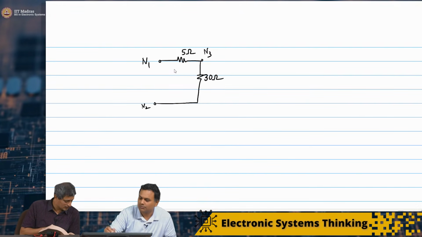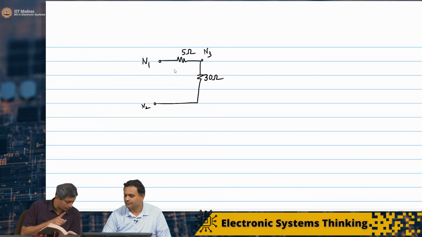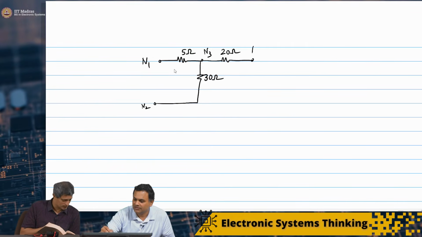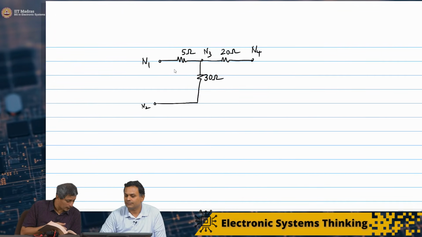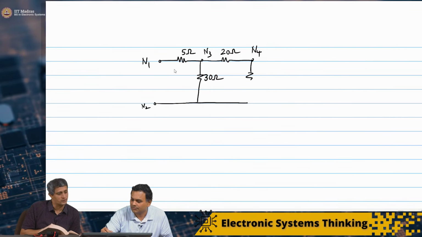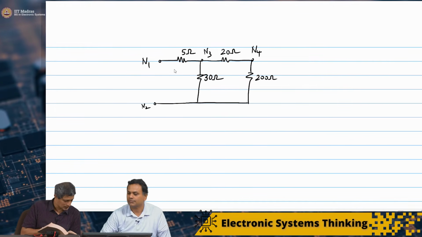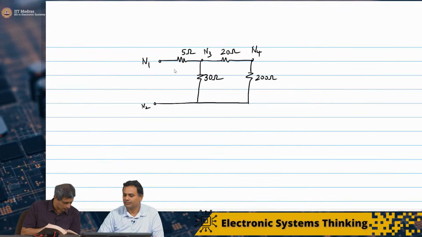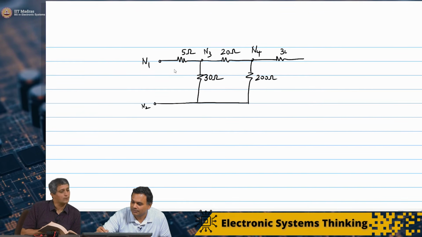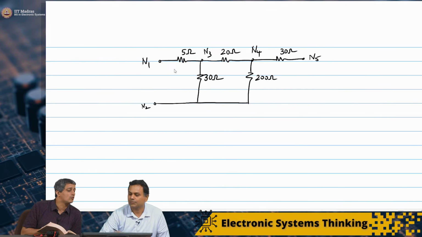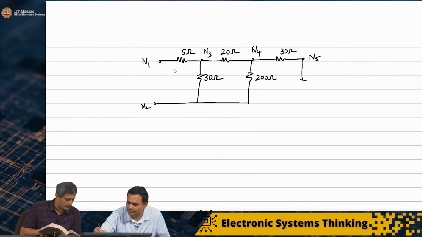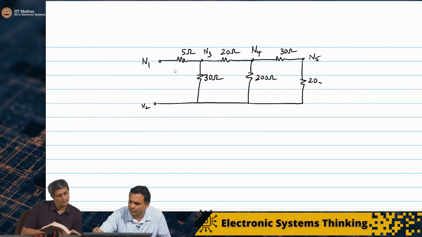Then between N3 and N4, there is a 20 ohm. So there is a series 20 ohm. This is N4. And between N4 and back to N2, you can just draw that as a straight line, and that is 200 ohms. And between N4 and N5 there is another node. This is now getting complicated. 30 ohms. And then from N5 to N2, you are back to 20 ohms.